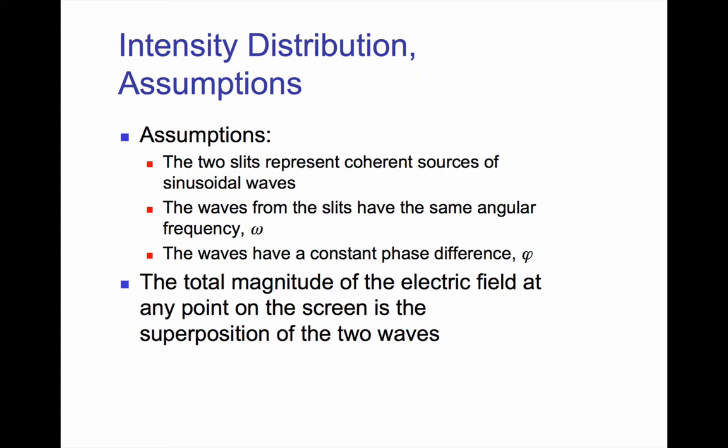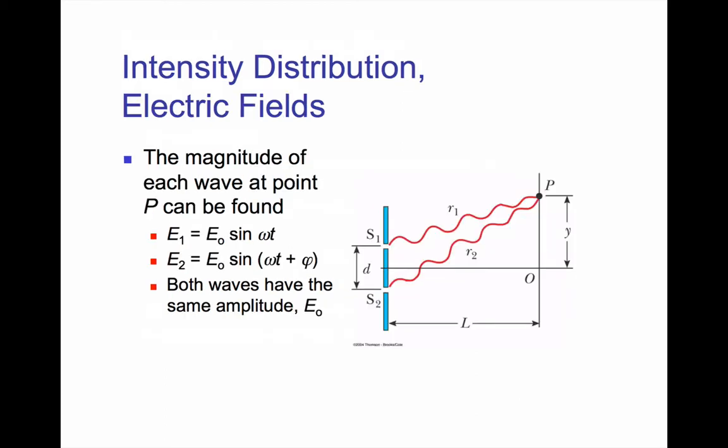Then the total magnitude of the electric field at any point on the screen is the superposition of the two waves, which means that we just add the functions together. We will write the equation for each wave as shown. R1 will have the equation E1 equals E0 sine omega t, and R2, the longer ray, will lag behind it slightly by the time it reaches P, with E2 equals E0 sine omega t plus phi. And phi here will be the phase difference between the two by the time they've reached the point P.